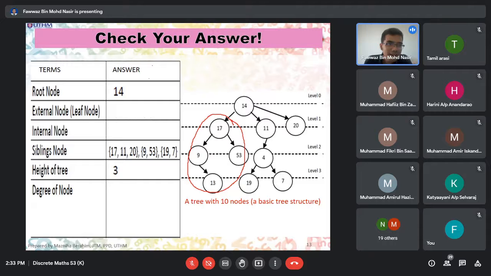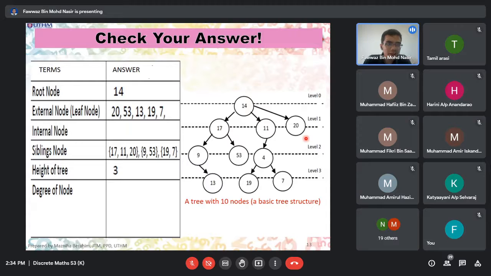Kemudian bila kita kata external node, okay, external node dia adalah term lain untuk leaf. Okay, so dia punya external node from this tree: 13, okay, 53, 19, 7 and 20.